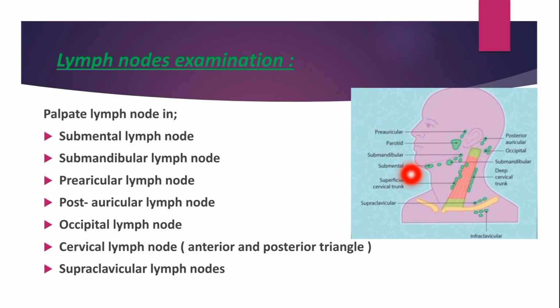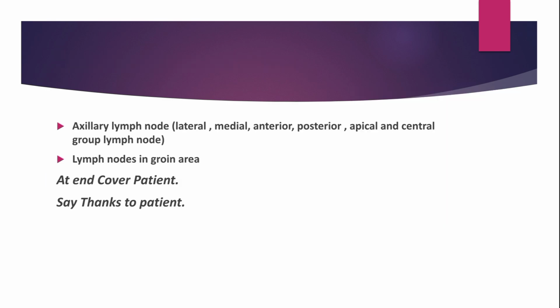So in the diagram, this area indicates the submental lymph nodes. These are the submandibular lymph nodes. These are preauricular lymph nodes. These are the postauricular lymph nodes, and posterior is the occipital lymph node. Anterior to sternocleidomastoid muscle is the anterior cervical lymph node, and posterior is the posterior cervical group of lymph nodes. And these are the supraclavicular and the infraclavicular lymph nodes.